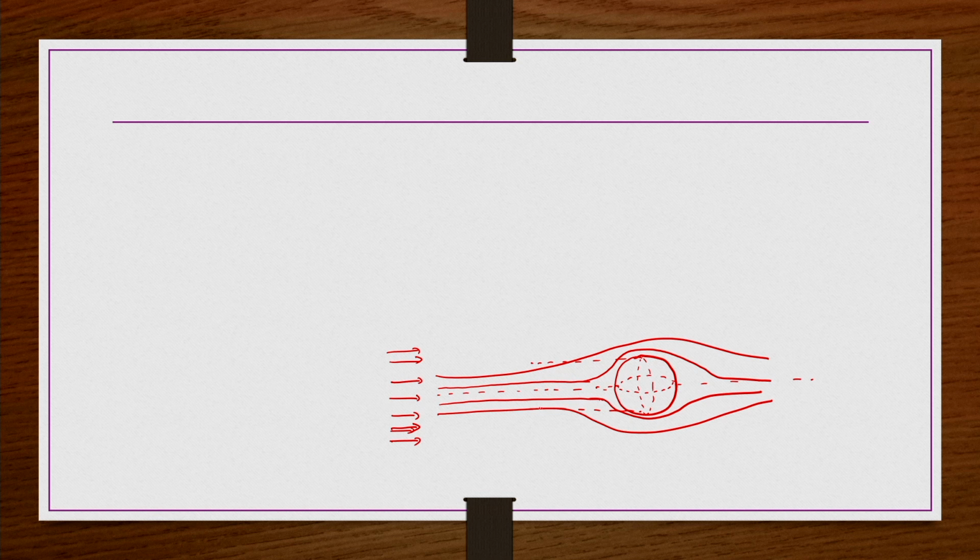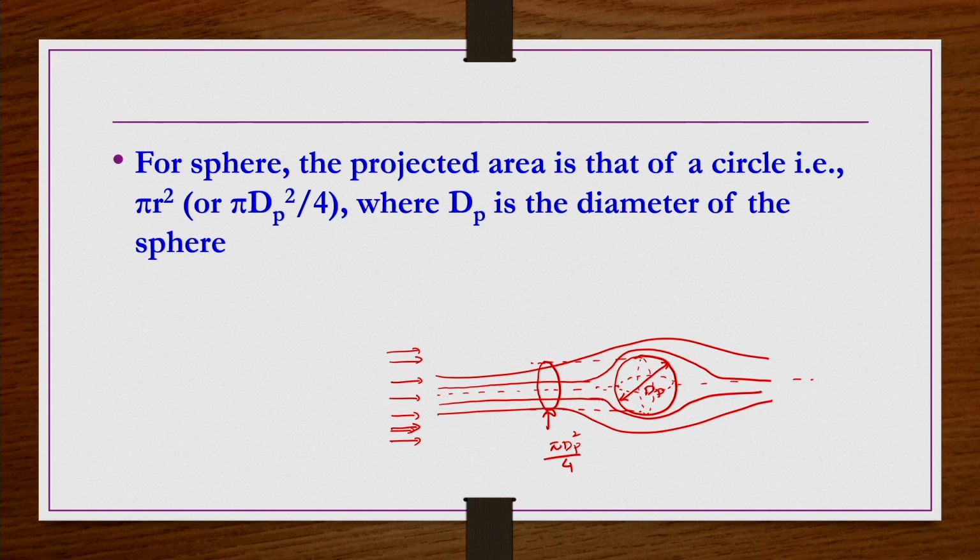So, now let us say the size of this spherical particle is dp. So, whatever the circle that we see here, something like this, its area is pi r square, or pi dp square by 4. This is going to be the projected area for a spherical particle. That is how one has to obtain the projected area, or simply it is the area seen by the approaching fluid elements, right. So, for the sphere, the projected area is that of a circle, that is pi r square or pi dp square by 4, where dp is the diameter of the sphere.